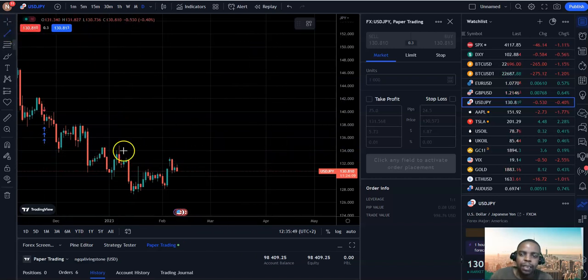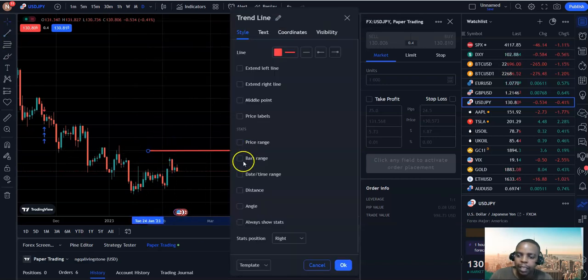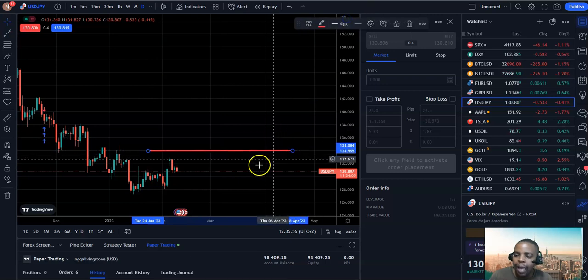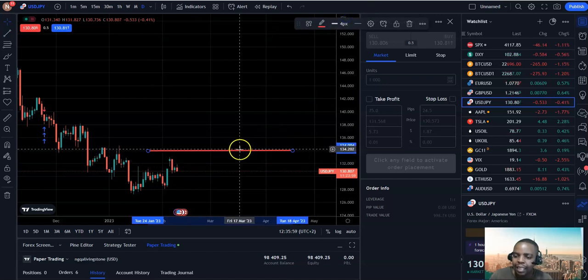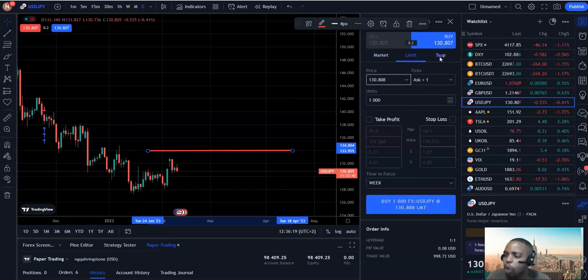Okay, let us just place a trend line here. This trend line is where I want to enter the market. When it hits this line, this price, at 134.054, that's when I want it to start buying. So this is a buy stop. I'm going to start with the buy stop. Instead of normal limit orders, we're going to deal with stop orders. So buy stop, sell stop is the one that we're dealing with right now.